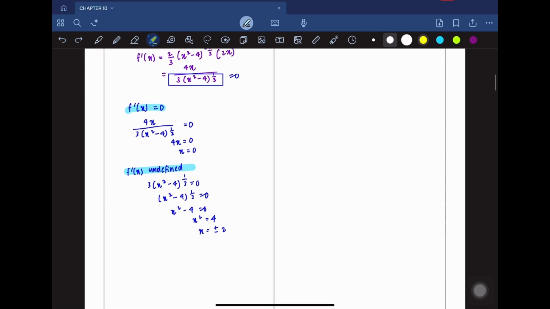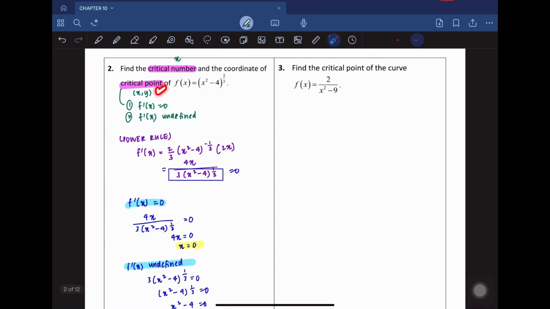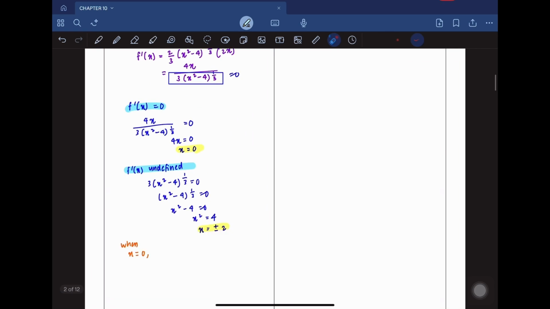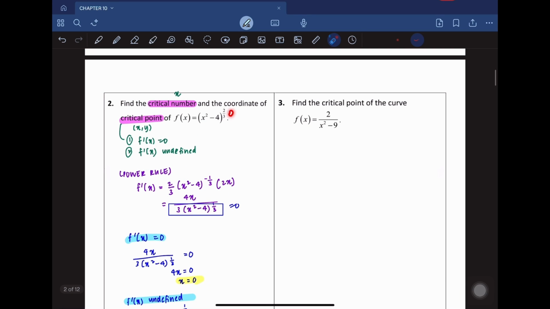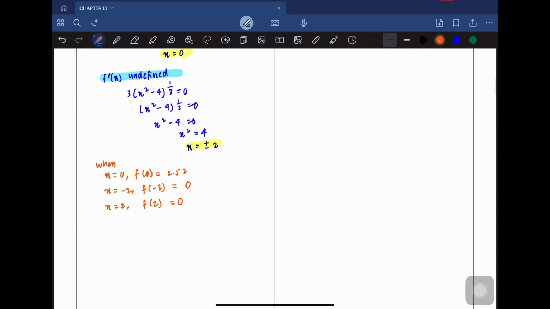Alright, so we have 3 critical numbers. But we are not done yet with the points, so we need to find your y. First find y. When x equals 0, we substitute our critical number into the original function to find y. So I substitute directly, and you will get 2.52 here. And then for negative 2, you will get 0. And for x equal to 2, you will also get 0.